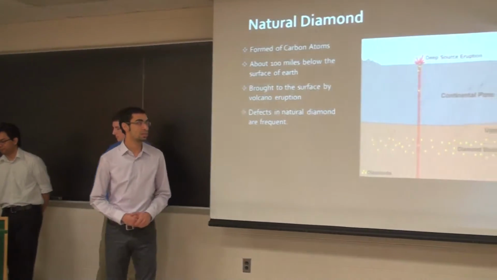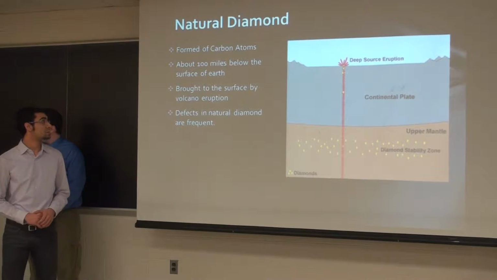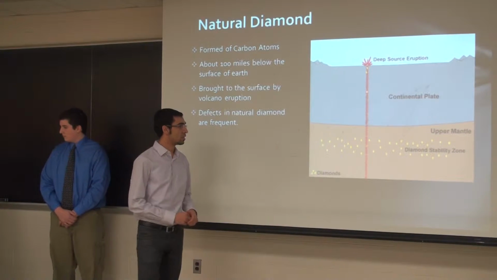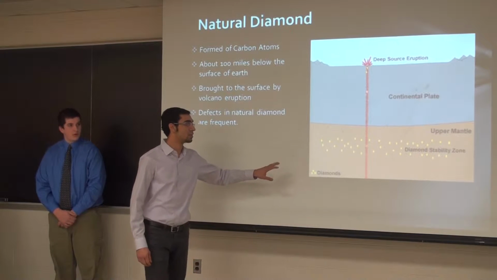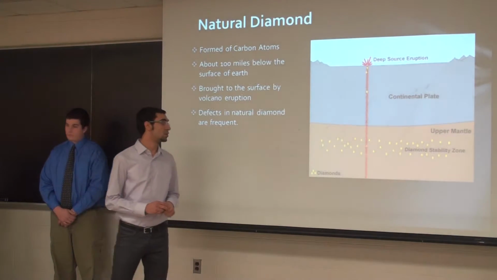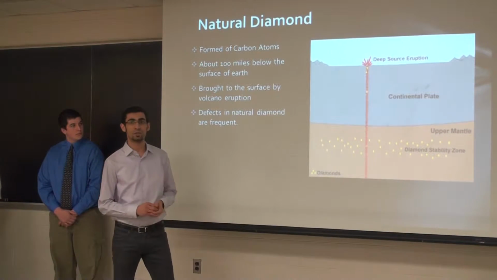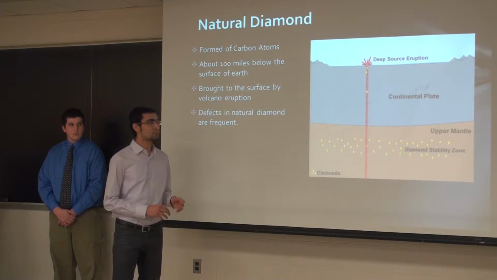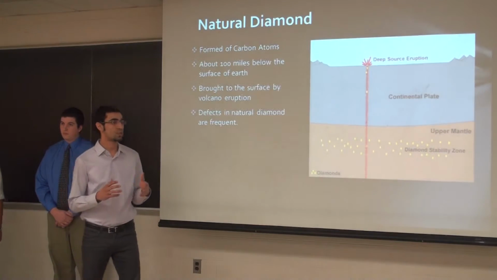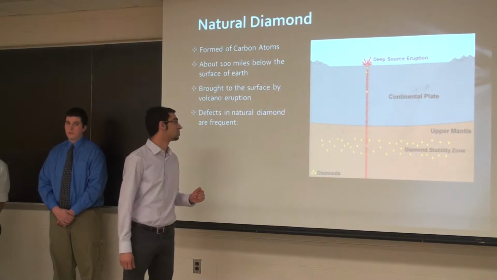So I would like to start by talking briefly about the natural diamond. Diamonds are made of carbon atoms and they are formed about 100 miles below the surface, where it is very hot and there is a lot of pressure, which is the type of conditions needed for the diamond to be grown. Now the diamonds that we see at the surface are actually brought by volcano eruptions. When eruptions reach the surface, they build up, creating a mound of volcanic material, and the diamond can be found within that material.